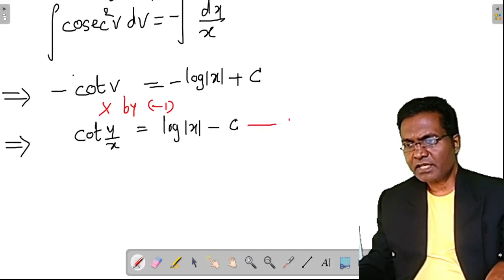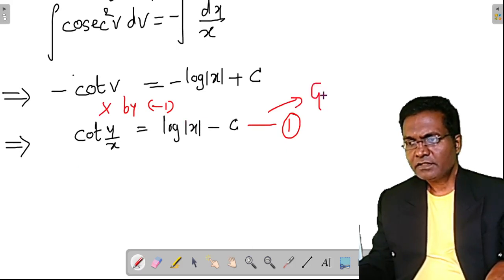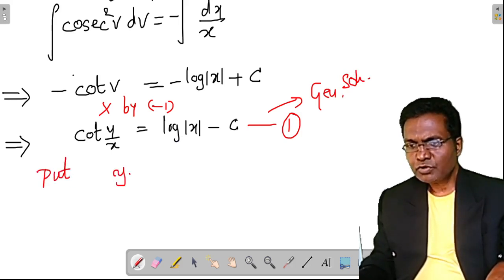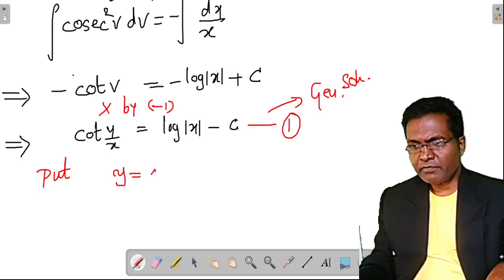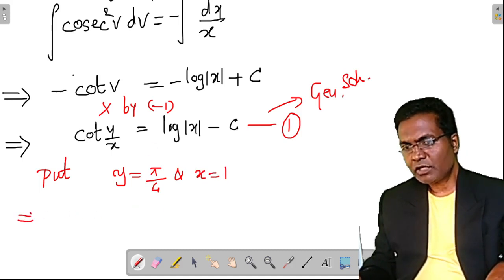So this is your general solution. Now to find the particular solution, you are supposed to put the given value. Put y is equal to pi by 4 and x equals to 1. So what you will get, check.